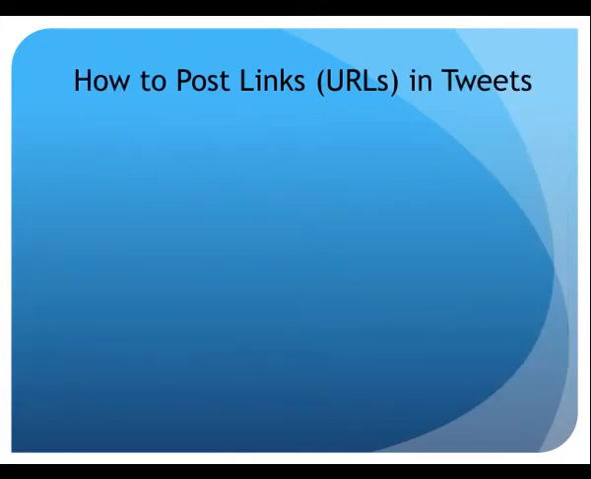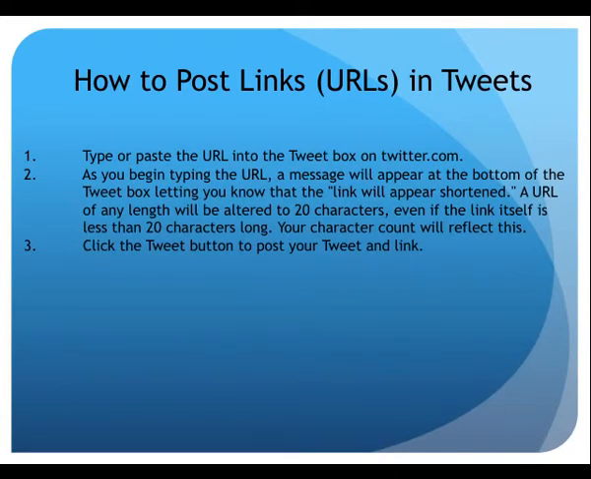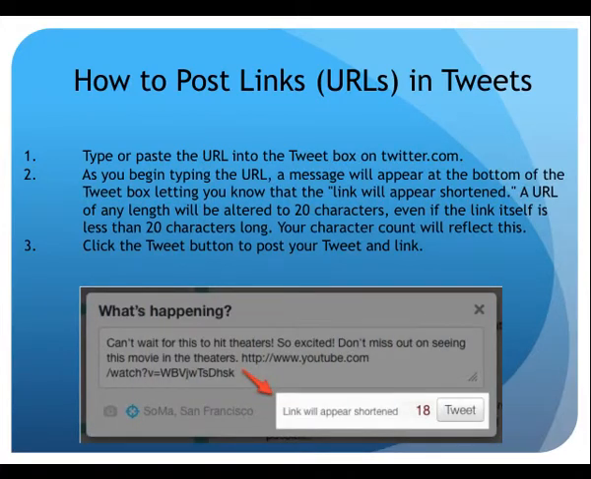The last topic we'll discuss today is how to post links or URLs. First thing you want to do is type or paste a URL into the tweet box on your Twitter account. As you begin entering a URL, a message will appear at the bottom of the tweet box letting you know that the link will appear shortened. A URL of any length will be altered to 20 characters. Your character count will reflect this. Click the tweet button to post your message and URL. Once a tweet is posted, URLs will be assigned a t.co link ID, but may appear as a shortened version of the original URL as shown below. That sounds very complicated. However, it really makes sense when you go onto Twitter and work through it.